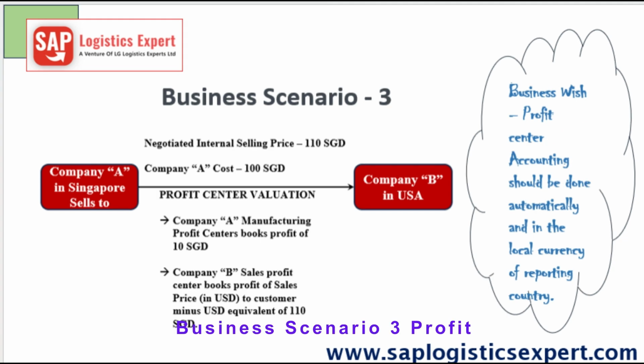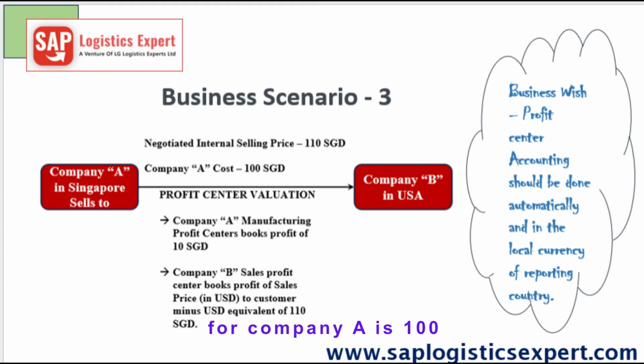Business Scenario 3: Profit Center Accounting in SAP S4HANA. In this scenario, the focus is on profit center accounting within each company. Company A, Singapore, sells goods to Company B, USA, at a negotiated transfer price of 110 Singapore dollars, SGD.